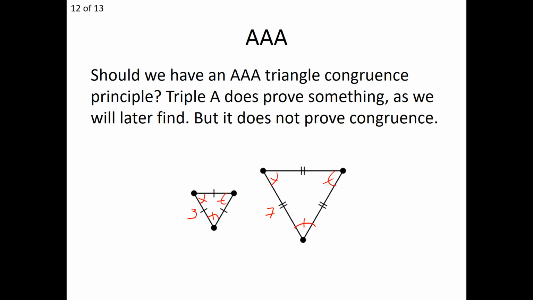It does, however, prove something later on. If we look ahead to chapter 7, we're going to find that if we have three angles of one triangle equal to three angles of another, we can't call them congruent, but we can use another term we're going to see later on called similarity. So we can actually prove them similar to each other.